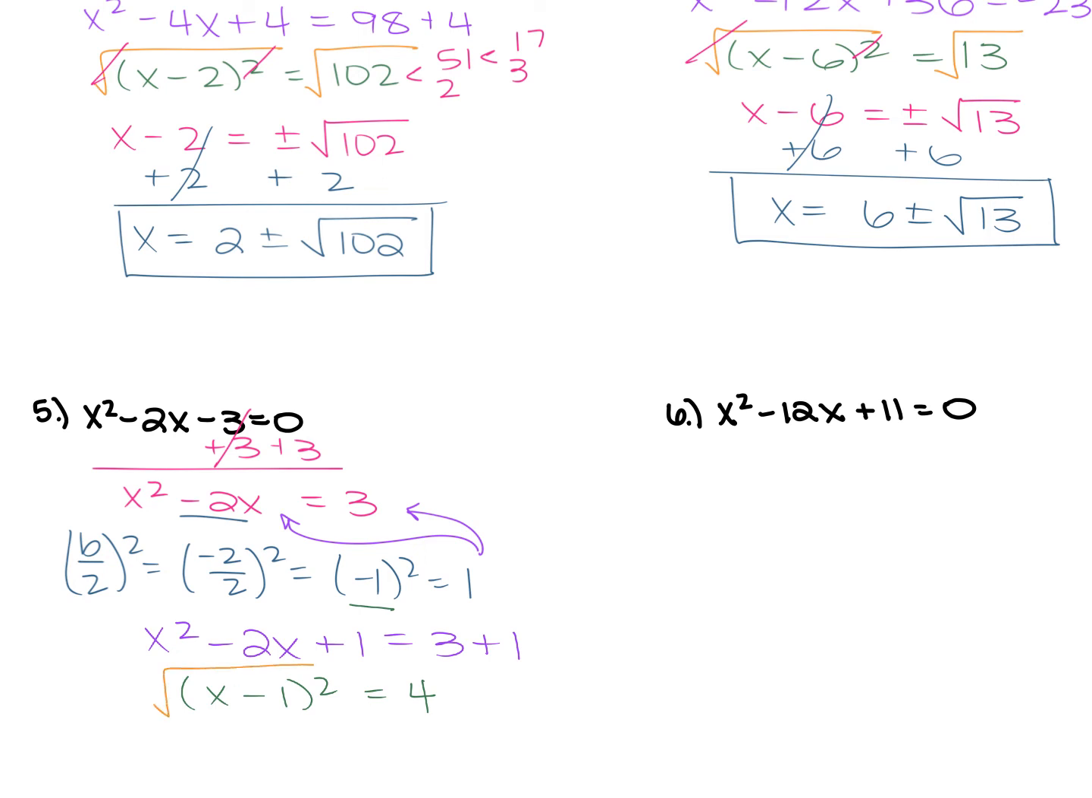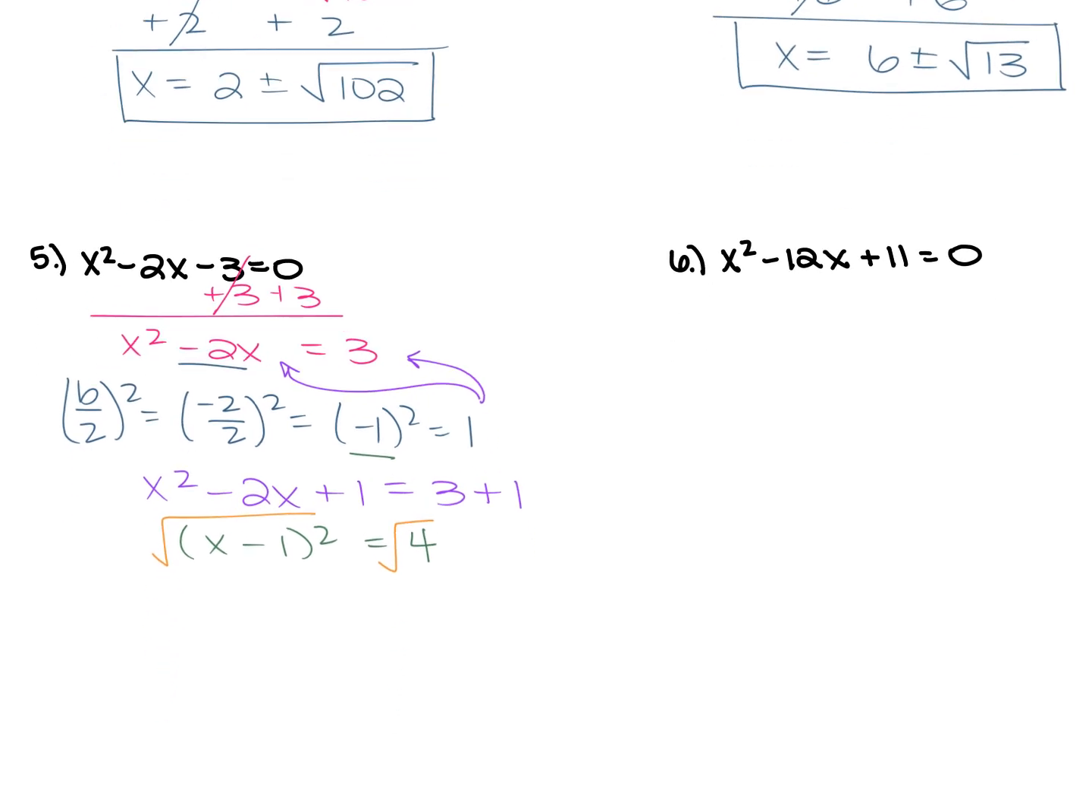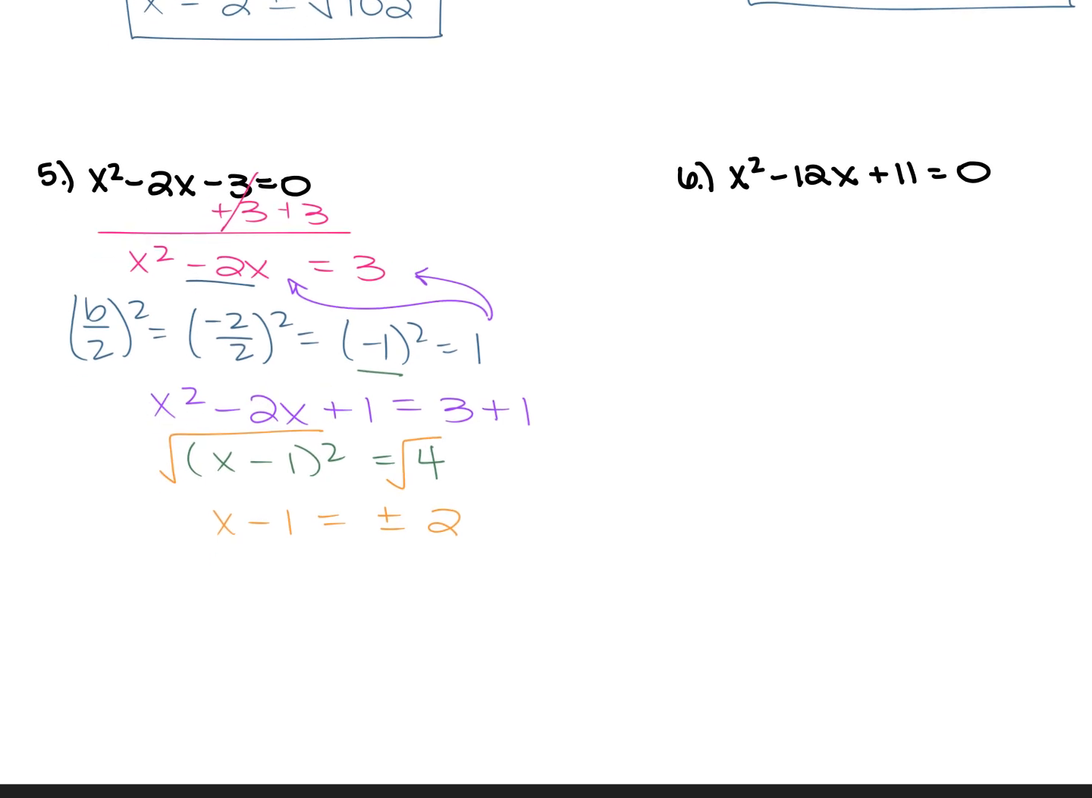So if we take the square root of both sides, this is going to leave us with x minus 1 is equal to plus or minus 2. This separates into two equations to give you x minus 1 is equal to 2 and x minus 1 is equal to negative 2. Add your 1 over on both of these, and you get that x is equal to 3 and x is equal to negative 1.